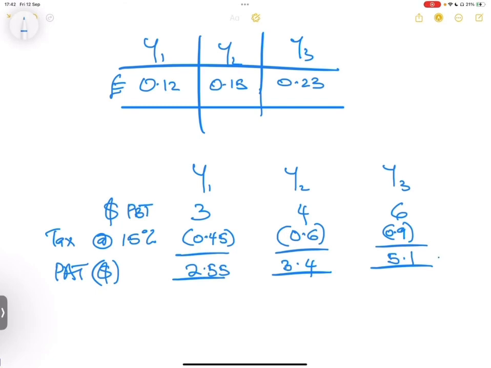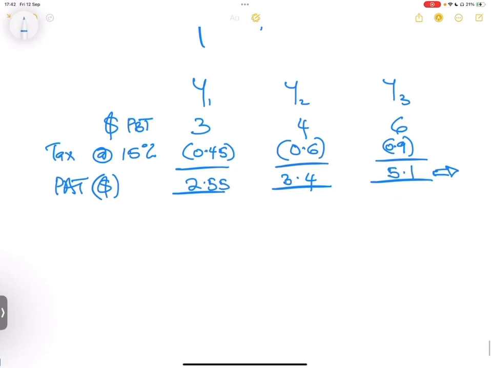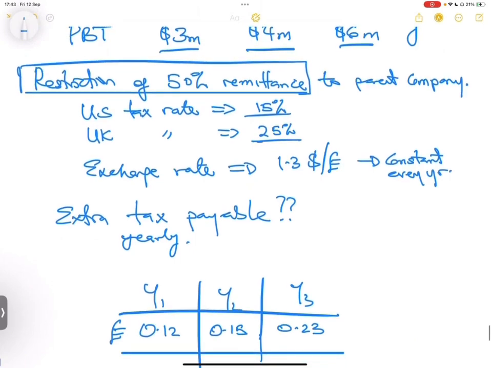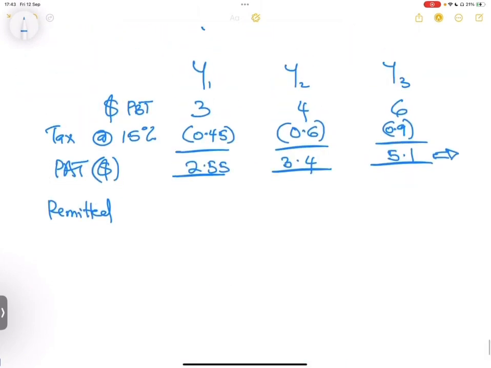This normally should be the whole thing that should be remitted to the UK, but we need to convert it to pounds. However, there is a 50% restriction. So the only amount that will be remitted will stand any chance of paying extra tax in the UK, because the tax rate in the UK is more than the US. If it was 100% restriction, there is no extra tax, nothing. However, because we're still going to get 50%, which means 50% of 2.55, we'll get it.